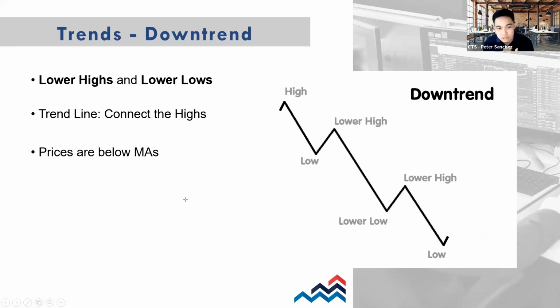We could also use moving averages to identify downtrends. So in this case, kabaliktaran lang rin ng uptrend, kung downtrend siya, we want the price to be below the moving averages. Okay?